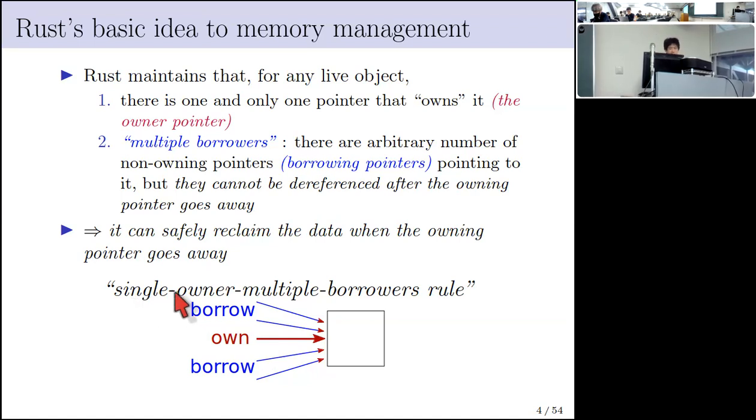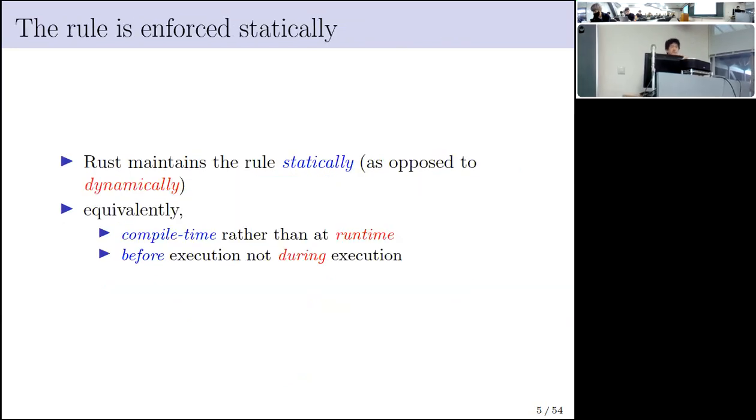I just named it the single owner, multiple borrowers rule to make the underlying concept easy to remember. It's not very important that there may be multiple borrowers. The important thing is that borrowing pointers cannot be dereferenced after the owning pointer goes away, and therefore the object itself goes away. So this is the most important and basic idea.